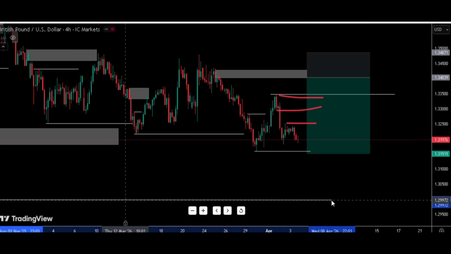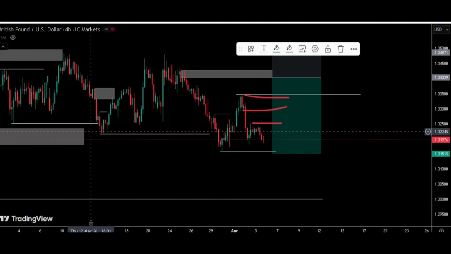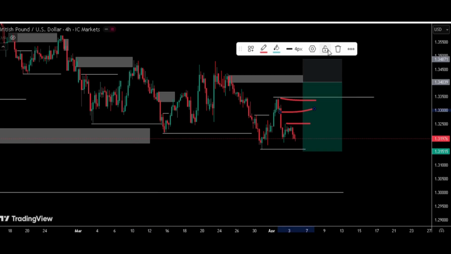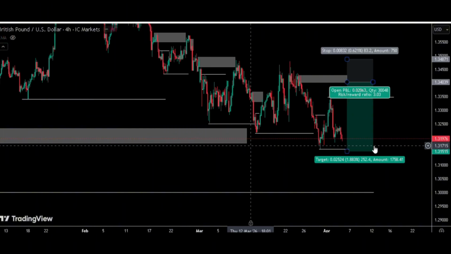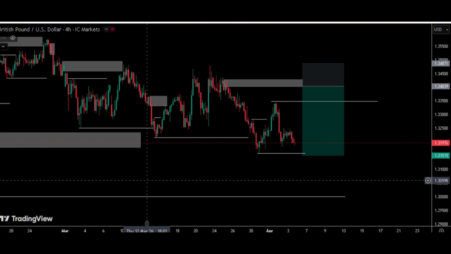So if we have a daily change of character, then I will reposition for whatever the daily wants to do. But as it is, I'm only looking at what 4 hours is going to do in the direction of higher time frame. So that's it for this pair, GBP USD. This is the current situation on GBP USD. So what other pair are we looking at?